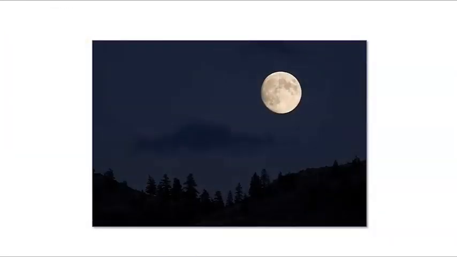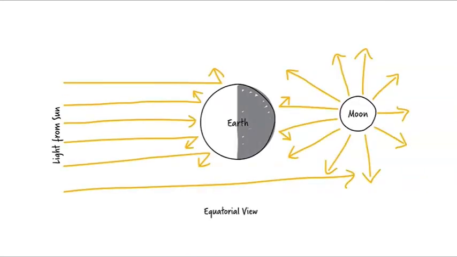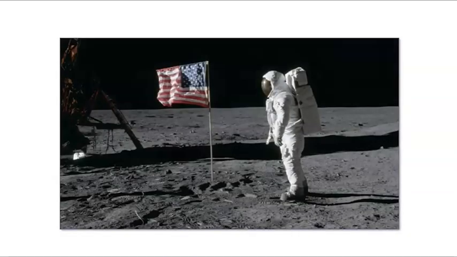So are we ready to answer our original question? Why is it possible for us to see a full moon from Earth at night? I think we are. At the beginning of the lesson, we thought that the moon might emit its own light. But the shadows in the picture of the moon landing showed us that the moon only reflects the light from the sun. So why is it possible to see a full moon from Earth at night? You will have the opportunity to draw a diagram that explains why we can see the moon.